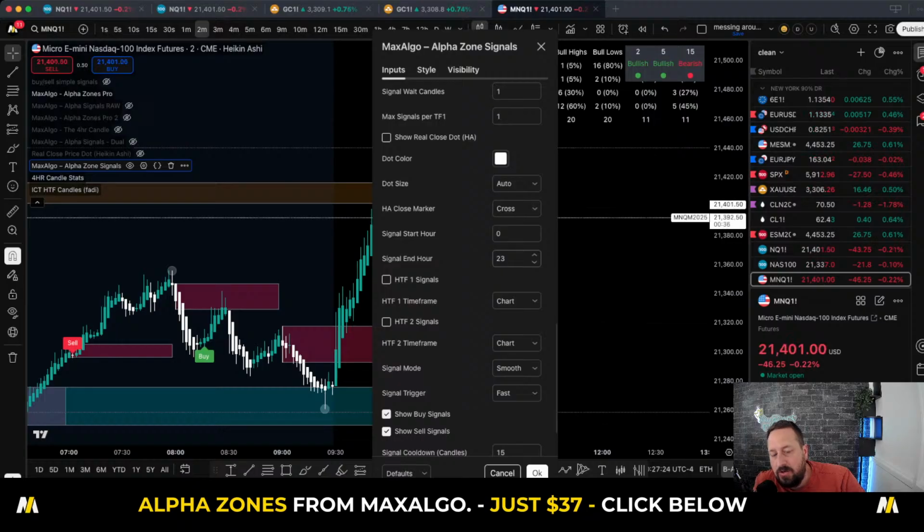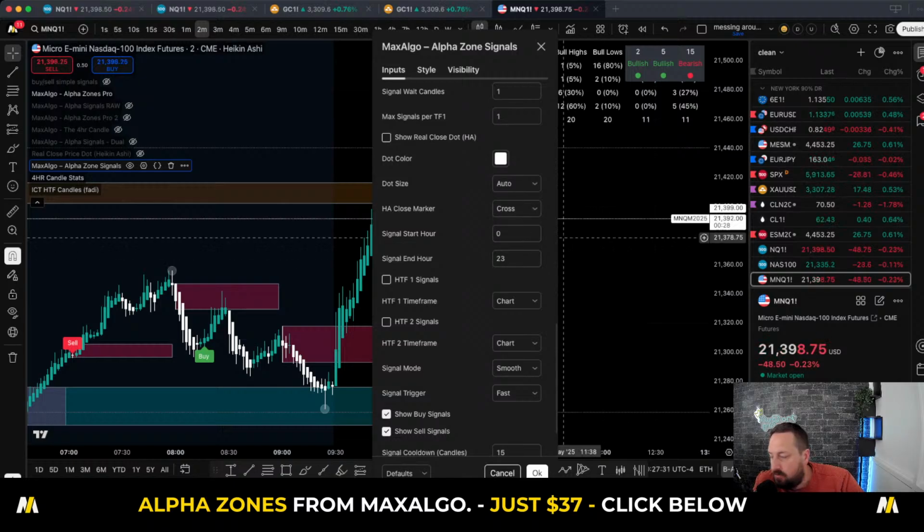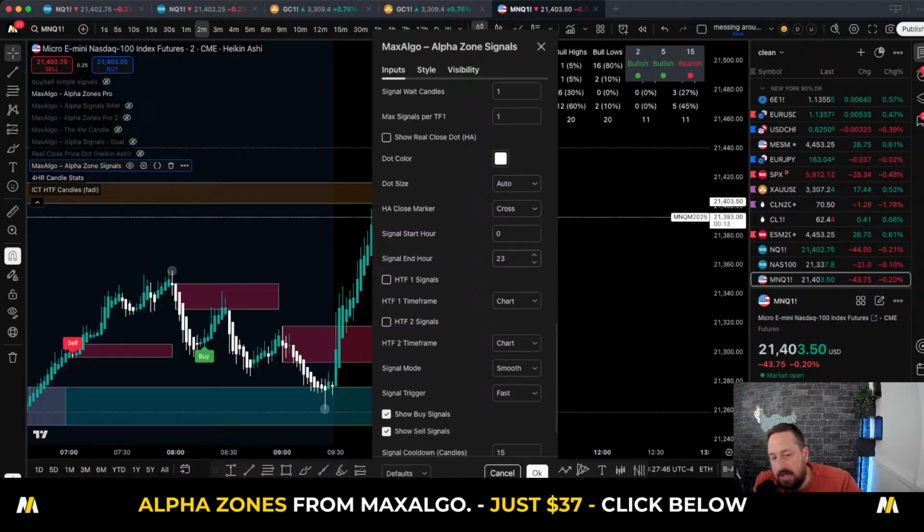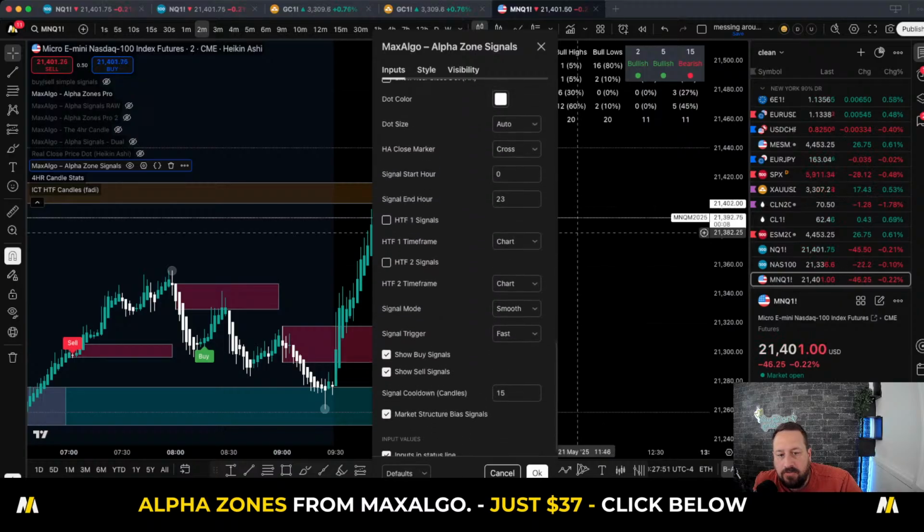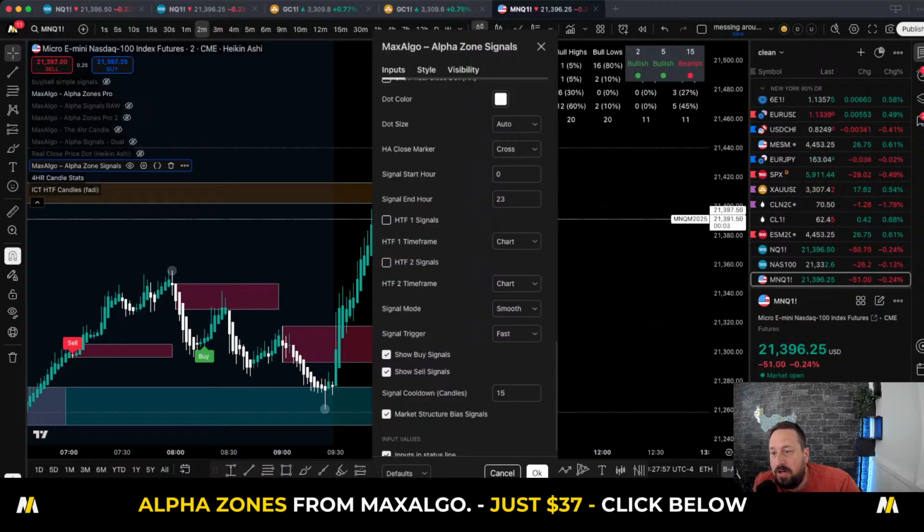It needs to be 0 and 23. So if you only trade a particular time, you can obviously set it to start and end in New York time so that you're only seeing signals during that period. For example, if we were just trading that 10 4-hour candle, we could limit our signals to only show during that period. So we'll update it now and save it so that anytime you add it, it'll default to all day.